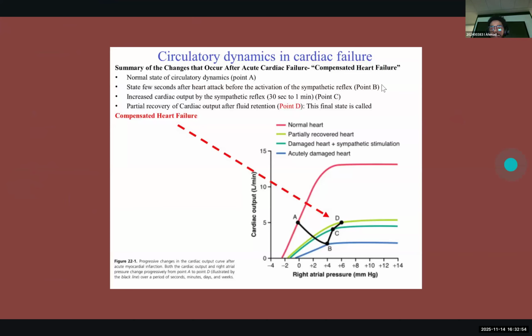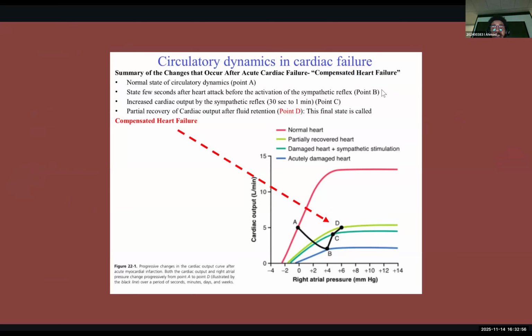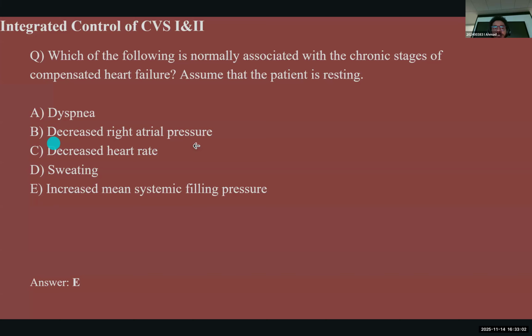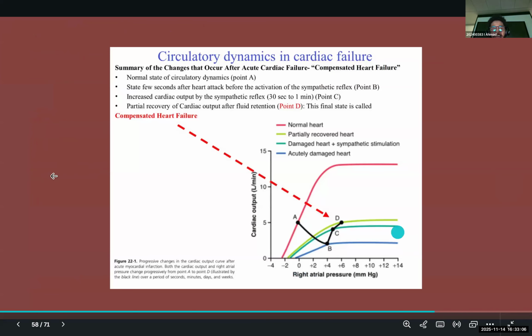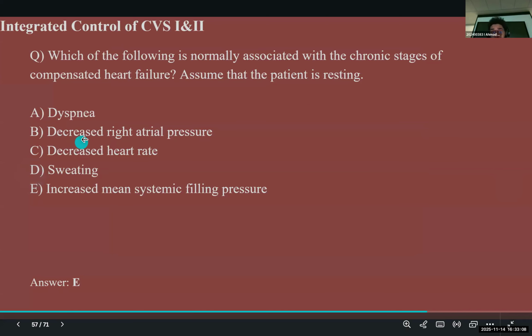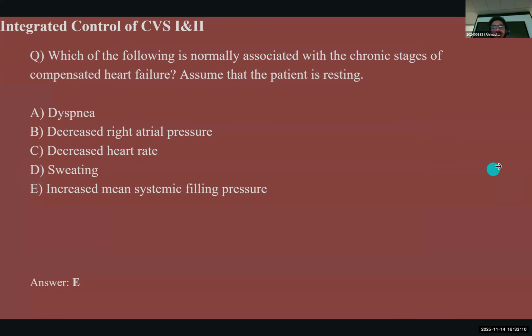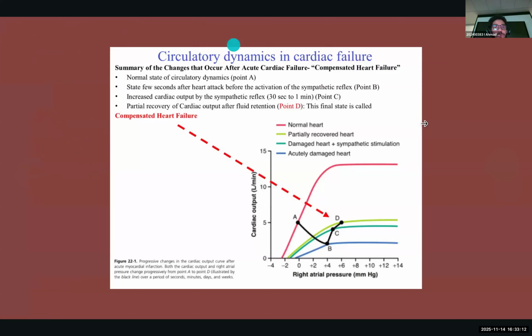Shouldn't it be increased, right? Right arterial pressure does increase, but here it says decreased right arterial pressure, not increased. I see it in chronic cases, the right arterial pressure is going up. This one says decrease. If it did say increase, then you're 100% absolutely right. All clear.